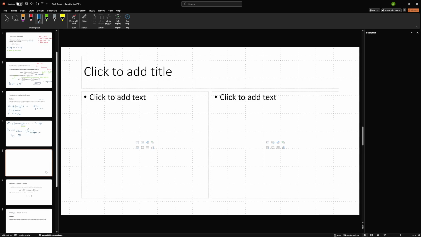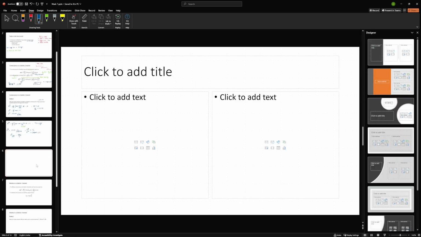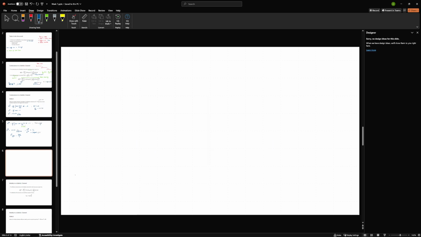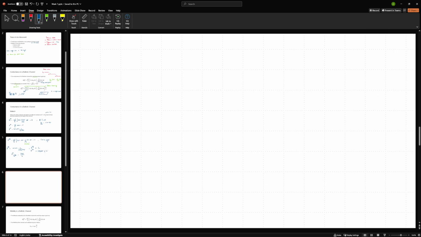No, no, no, no, no. No, no. Just give me the blank layout. Yes, and I need to close this. Just 1 second. Apologies for that intrusion. Yeah, sorry about that.